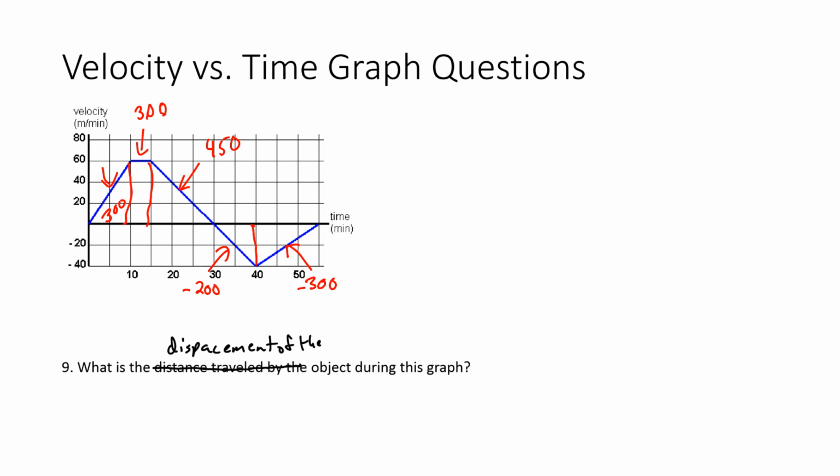So now we add up all these. We've got positive 600, 450, so that's 1050 positive, minus 500 negative. So our total displacement of the object is 550 meters. And if we're looking for the total distance like the question originally asked, we do the 1050 from the top and we just add the negative areas, because distance doesn't care about direction. So for the distance, it would end up being 1550 meters.